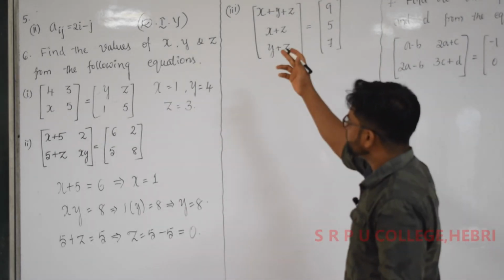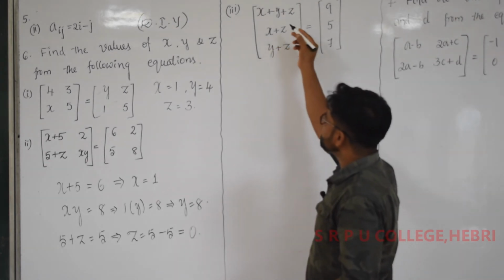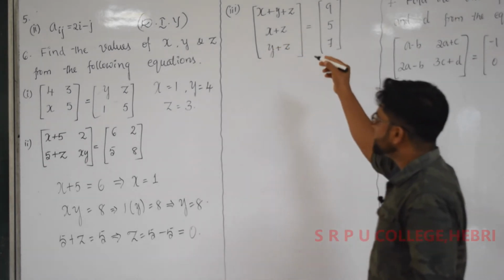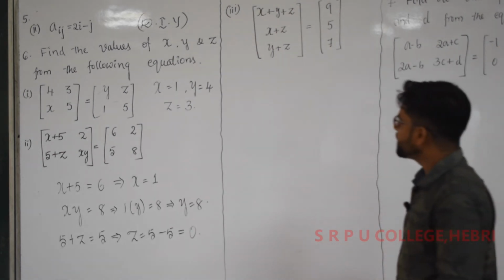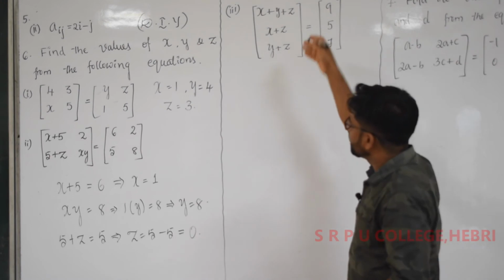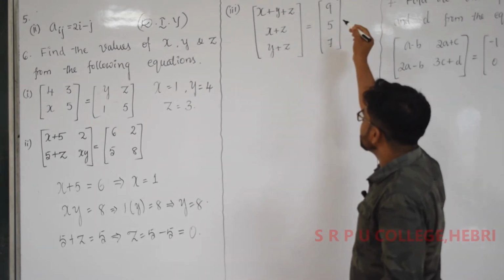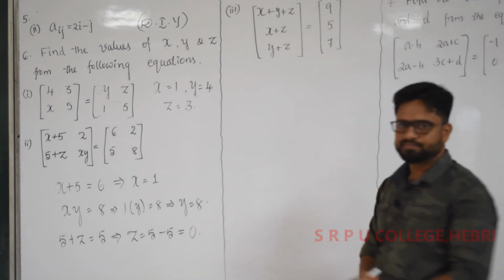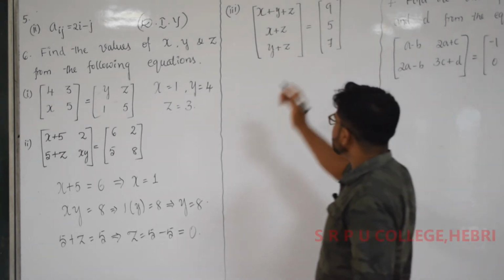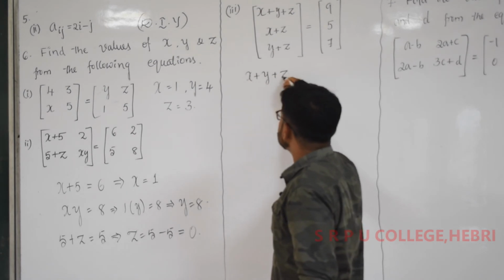Under that one more is there. Look at the matrix: x plus y plus z, x plus z, y plus z. Okay. Here how many rows are there? 3 rows and 1 column. Look at another matrix that they are equal: 9, 5, 7. So by looking at corresponding elements, we can write x plus y plus z is equal to 9.